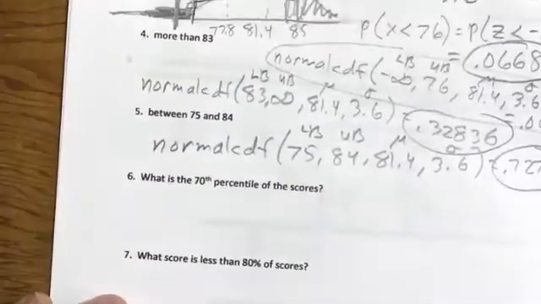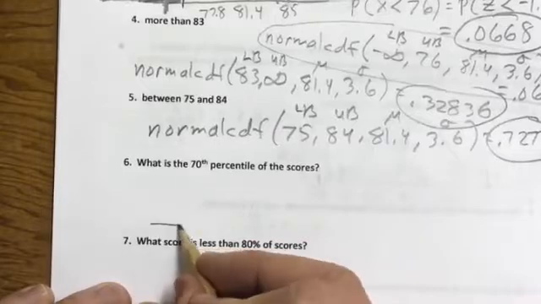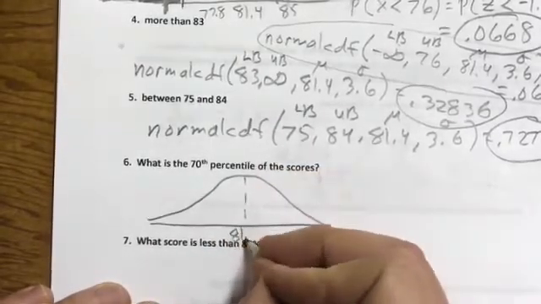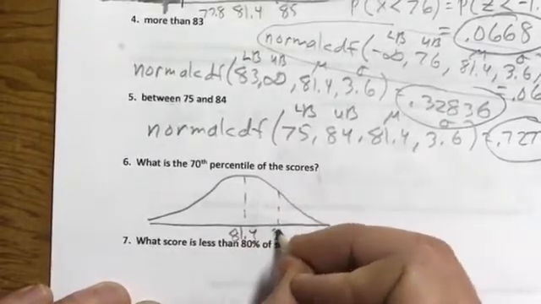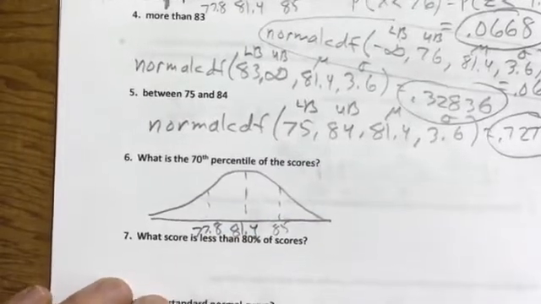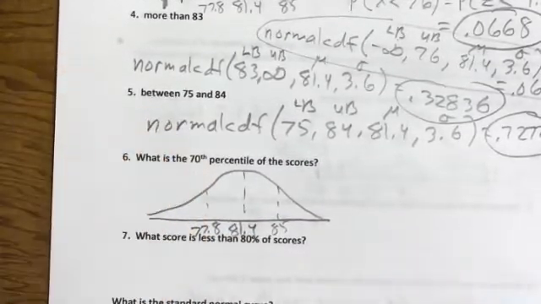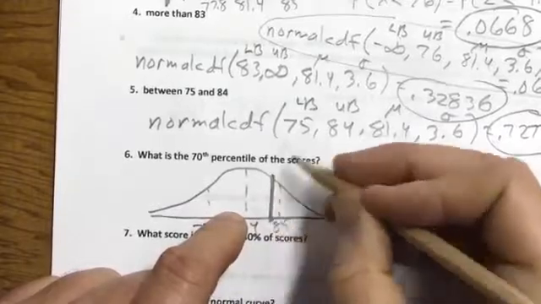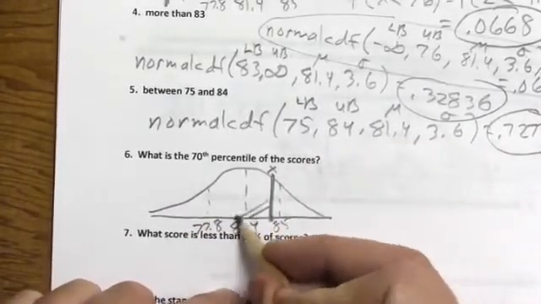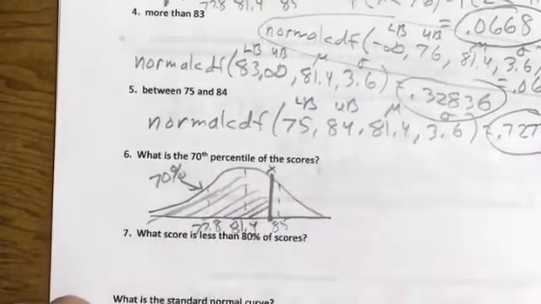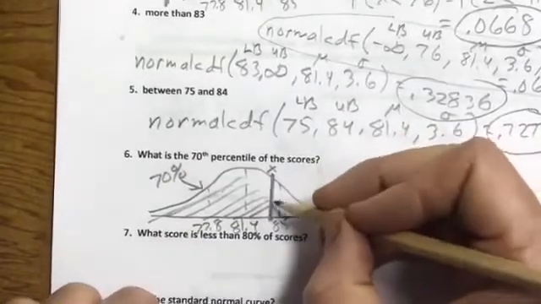All right, now here's the next type of problem. What's the 70th percentile of the scores? Now, what that means is this. Here's our normal curve. Of course, we have a mean of 81.4. You go up 1 standard deviation to 85, and down 1 standard deviation to 77.8. Now, this one gives us the percentile. It's asking what value is greater than or equal to 70% of values. So we have a value somewhere over here. We don't know what it is, so I'll just call it X, and it is larger than 70% of values. That's the 70th percentile. So I need this X value.